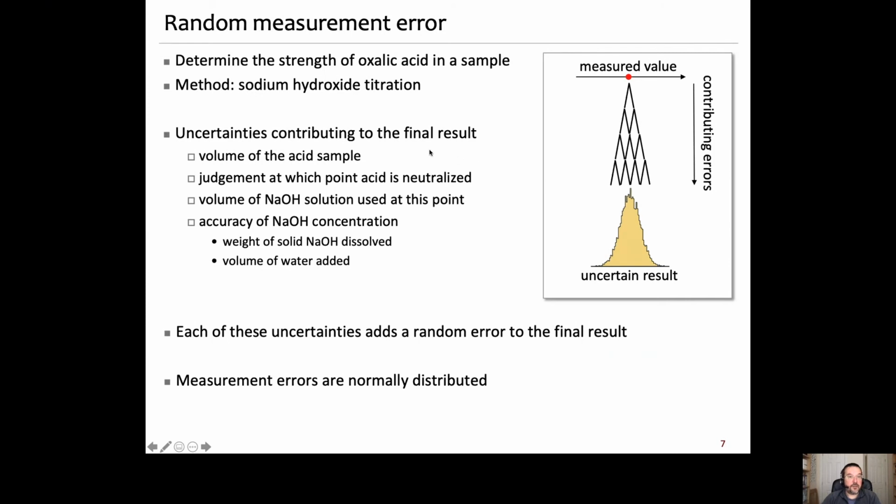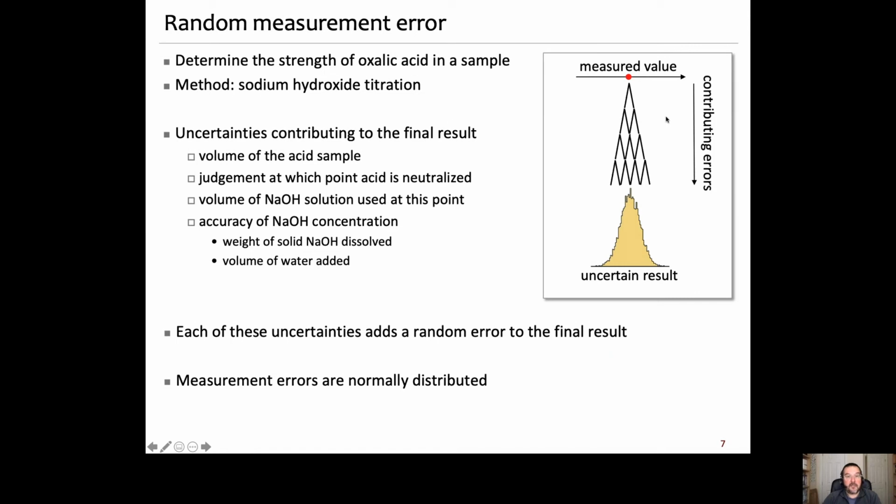Well, first of all, there will be an uncertainty in a volume of the acid sample because it's measured down to a certain accuracy. There will be uncertainty in judgment at which point acid is neutralized, and it's just down to you, the experimenter. You observe it and you decide when it's neutralized. And also uncertainties in volume of sodium hydroxide solution used, and the accuracy of sodium hydroxide concentration, which in turn depends on the weight of the solid NaOH dissolved and volume of water added.